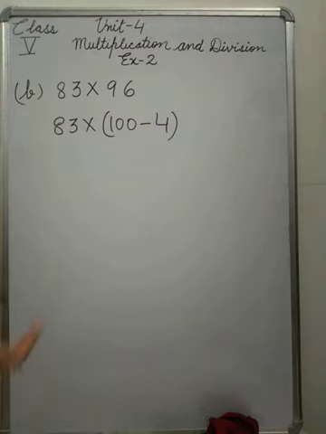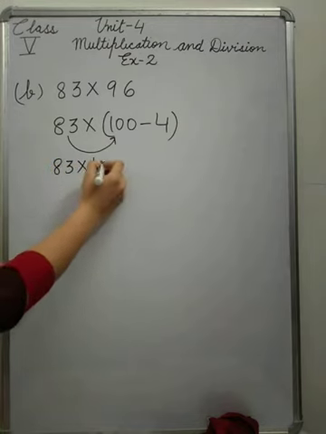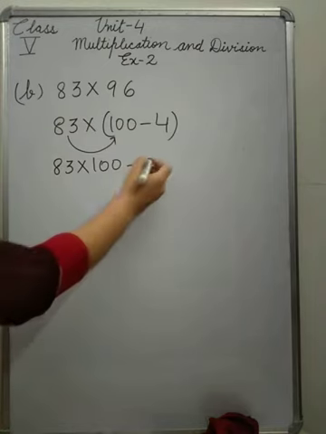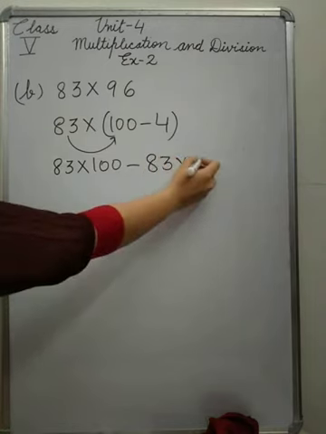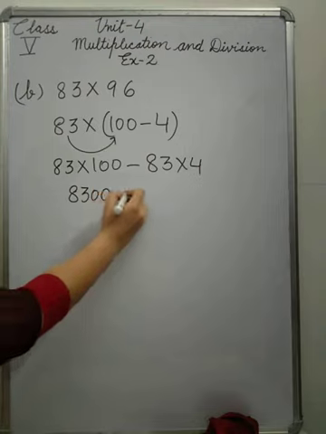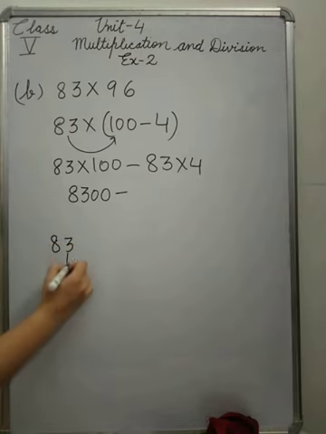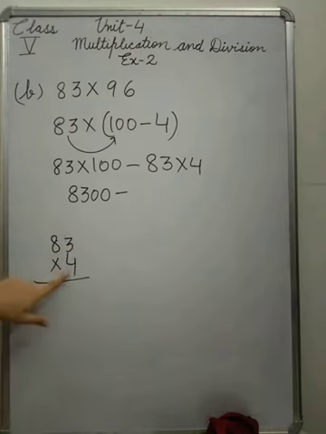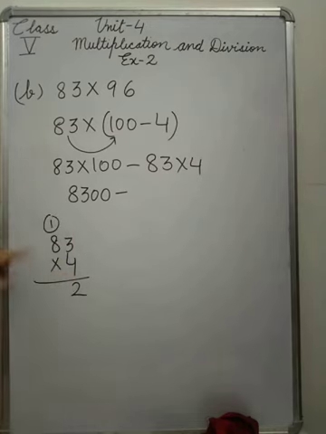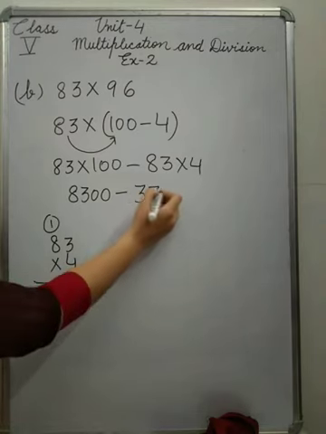Now distribute this: 83 into 100. Minus sign is there, so put minus sign here: 83 into 4. See, 83 into 100, that will be 8300 minus 83 into 4. Do the multiplication in the rough. 83 into 4. Okay, 4 3s are 12. 4 8s are 32 plus 1, 33. So write it here, 332.